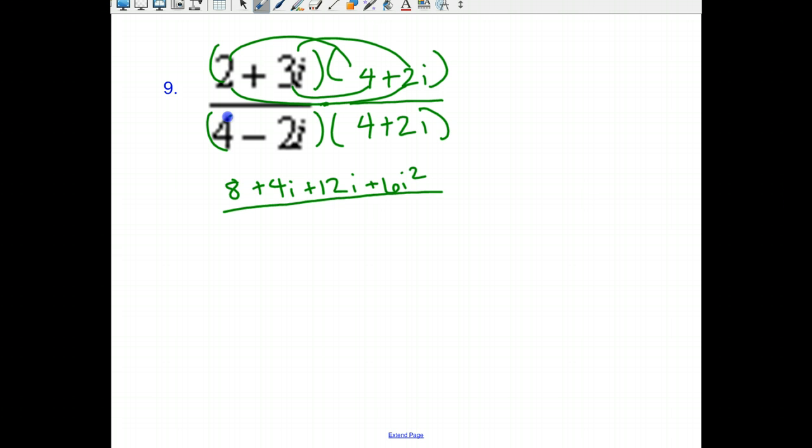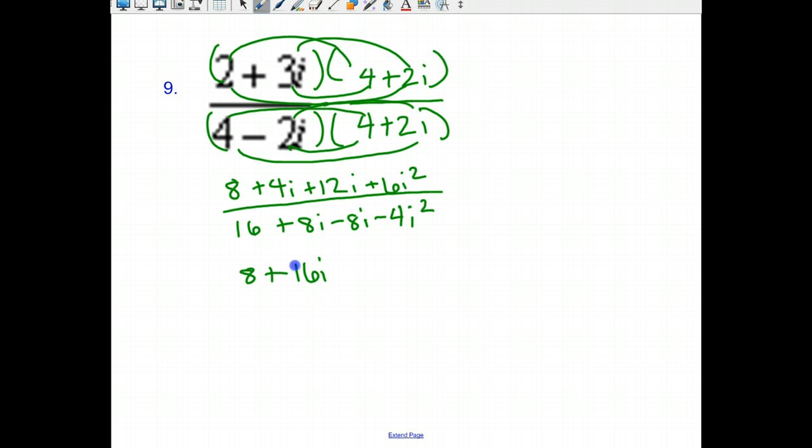In the denominator, 4 times 4 is 16, plus 8i, minus 8i, minus 4i squared. Back to the numerator. 8 plus 4i plus 12i is 16i, plus 6, and then replace the i squared with a negative 1. In the denominator, 8i and negative 8i are 0. So it's 16 minus 4, and then replace the i squared with negative 1.